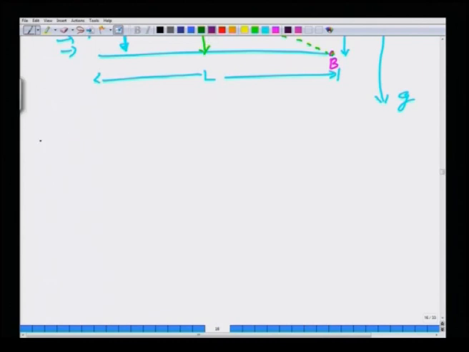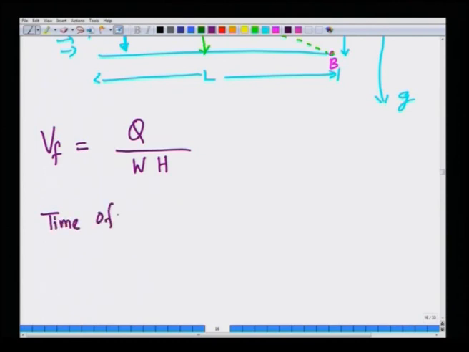So let us look at this analysis. The horizontal velocity of the fluid, the average velocity of the flow, is simply the volumetric flow rate divided by the area. Area is the cross sectional area of flow, which is width W, into the board, times the gap thickness h. The residence time of the particle, the time the particle typically spends in the chamber, is simply L by V f, which is nothing but W h L by Q.